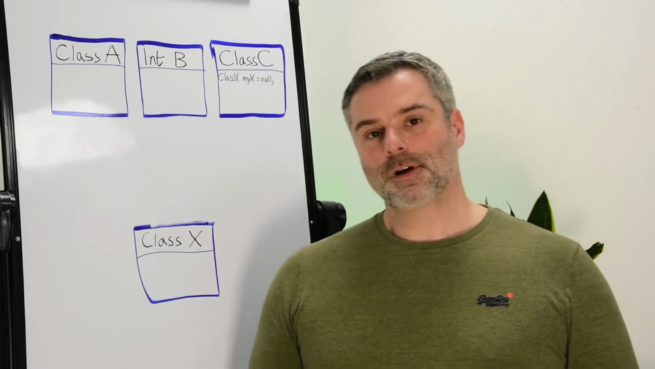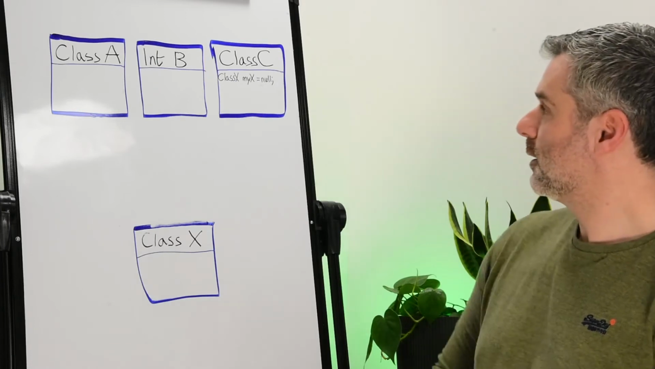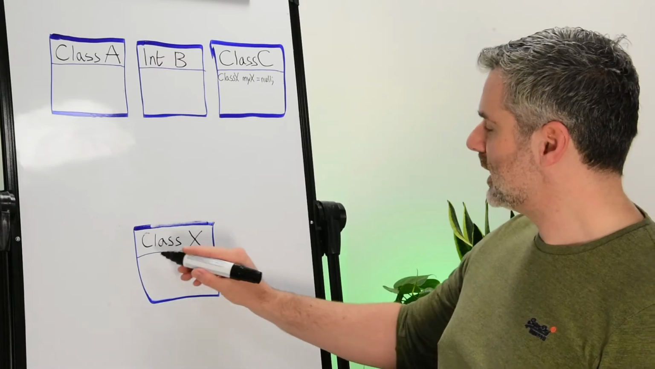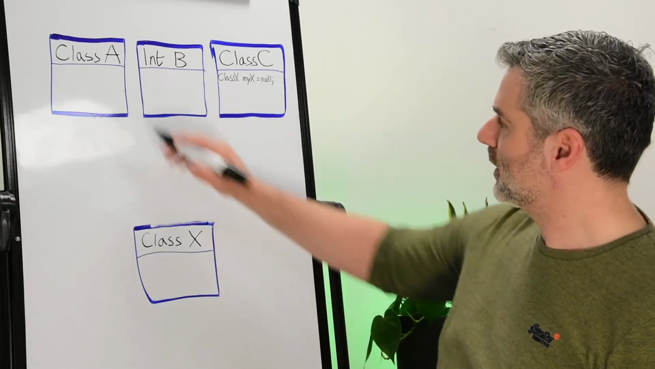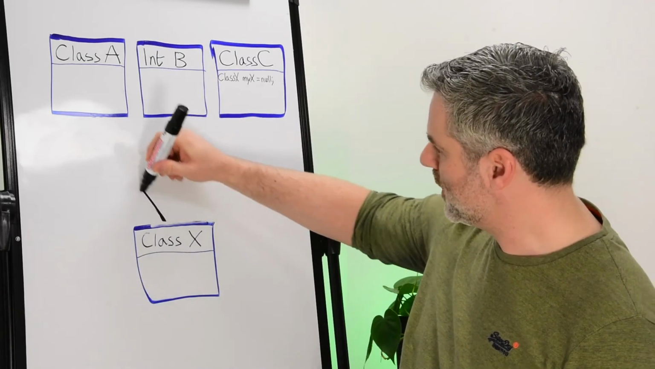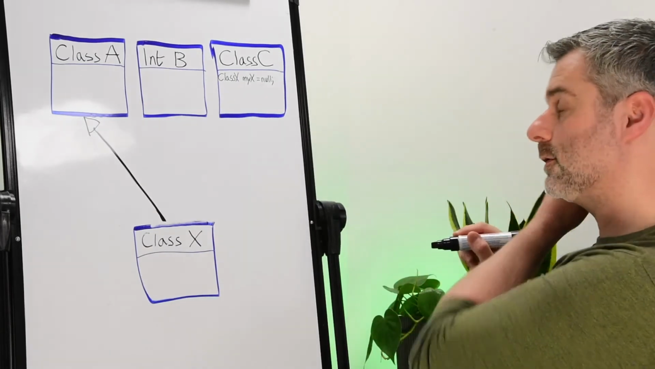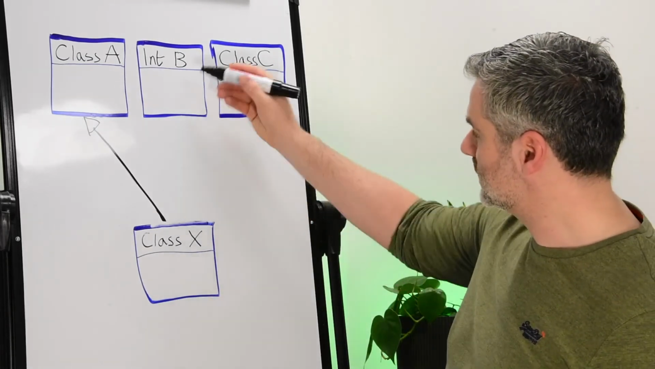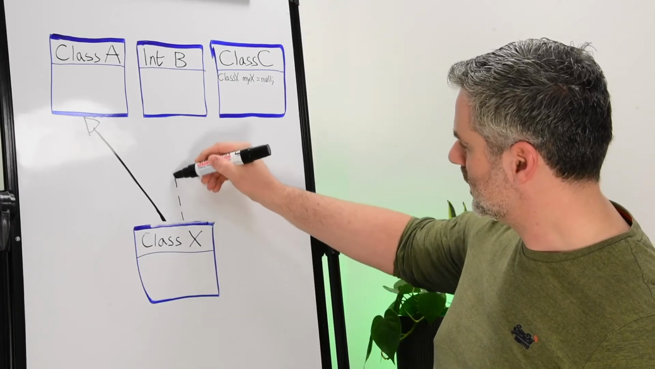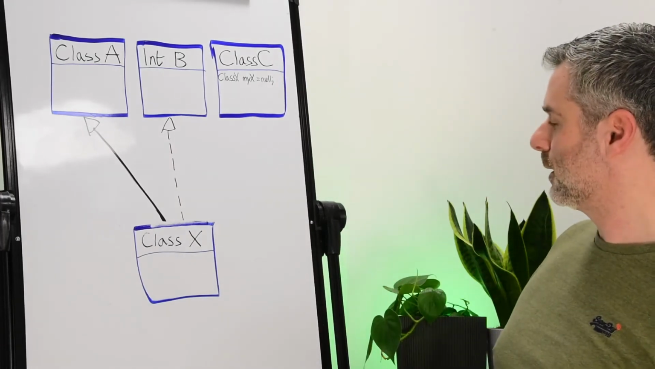Let's have a look at the notation that we're going to use throughout the series when we're looking at classes and how they interact. Let's say class X extends class A. That would be a solid line and an arrow that's open like that. Class X implements interface B. That's a dotted line and an open arrow.